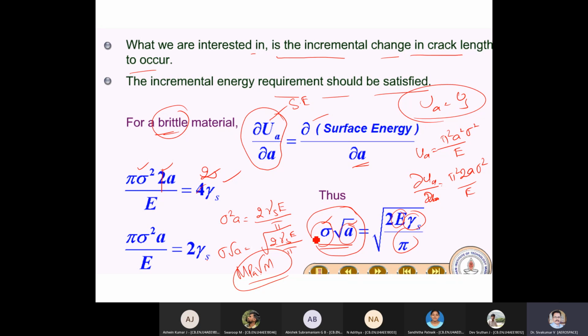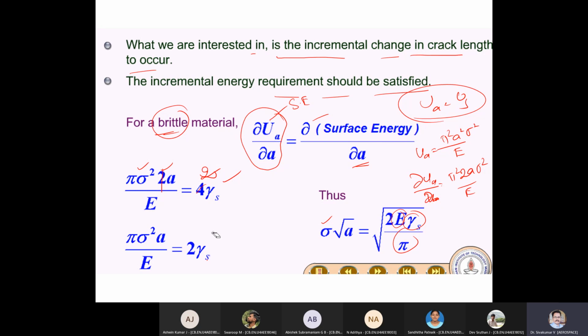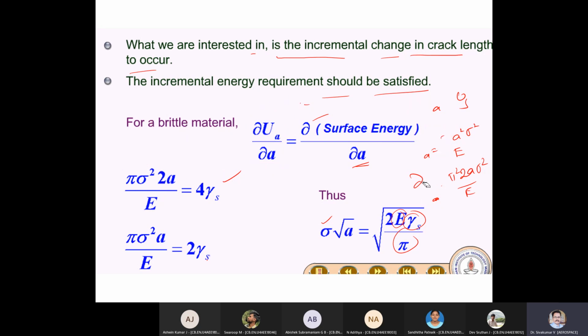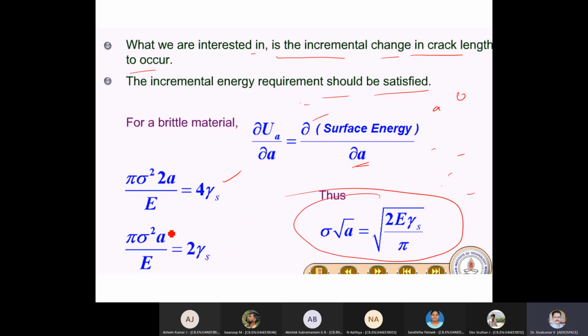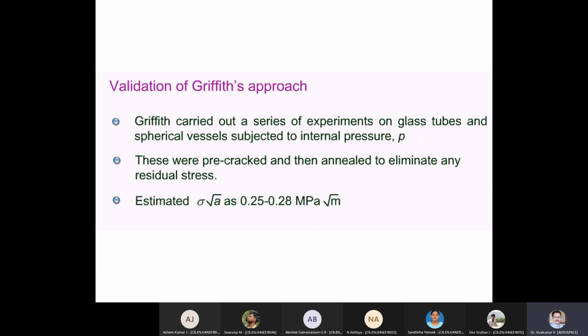These things you will see later. Just make a note of this unit. These are the relations which will be useful later; when we go through the notes, you will understand all these things. But for the brittle material, this is the valid statement. σ root A is in MPa root meter. This is the surface energy, Young's modulus, and so on.